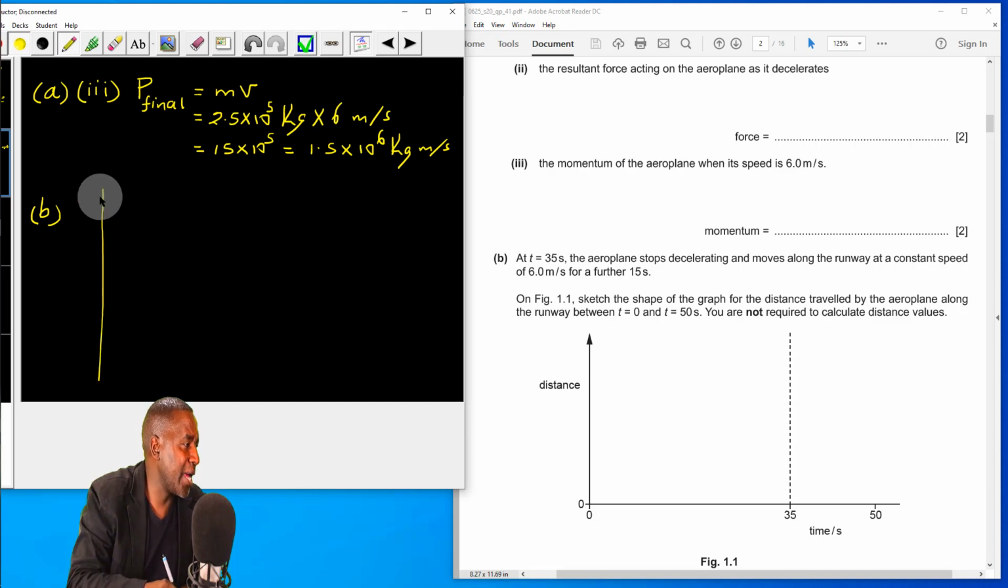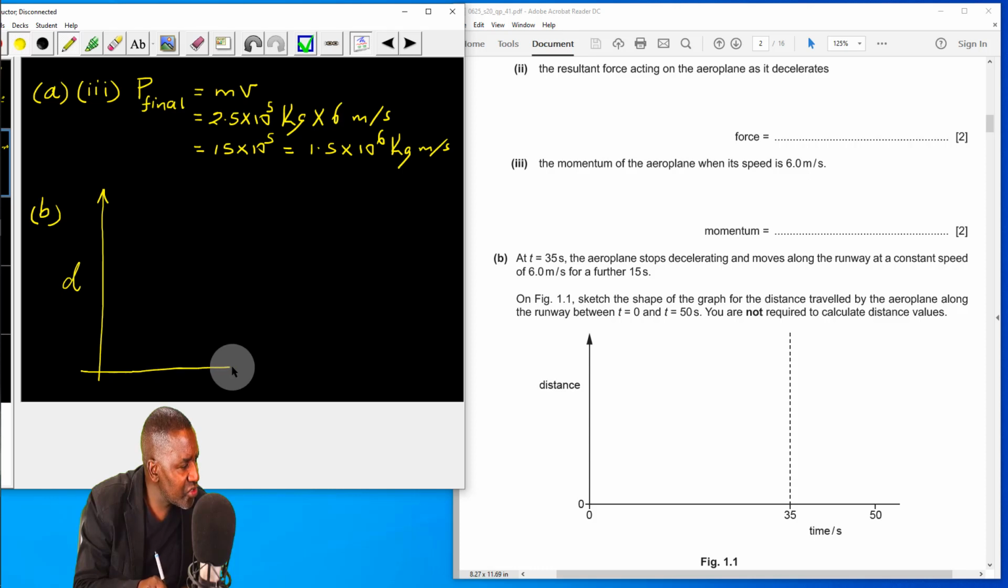This will be the y-axis, indicating the distance d. This will be the x-axis. Let me just try to draw straight lines, although they are usually very difficult to draw, but that one is approximately okay. This one is 0. I'm going to put my 35 here and 50 over here.